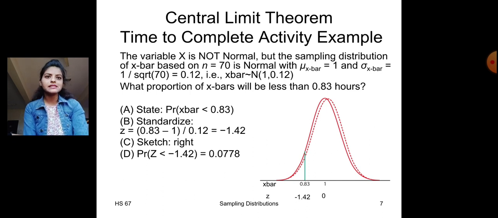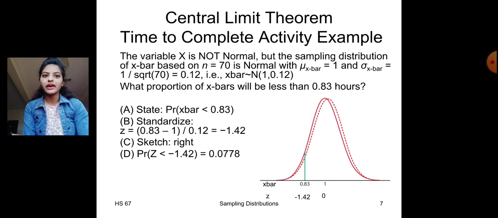The formula is: mu is 1 and the standard deviation is 1 divided by square root of 70. As we discussed earlier, mu is the mean, the average, and the standard deviation is sigma divided by square root of n. Here n is 70, sigma is 1, and the mean of x bar is 1. The answer will be 0.12, that is N(1, 0.12). So it will be somewhere nearly 0 to minus 1. As we have seen in the figure, it's somewhere there.